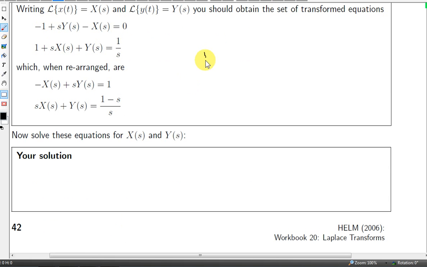So for the second equation we get 1 over s minus 1. Well, we can write that as 1 over s minus s over s, which is 1 minus s over s. That's what we have here. Now I will use Cramer's rule to solve these. Let's get the determinant of coefficients. So that'll be in the denominator. So we've minus 1 s plus 1.